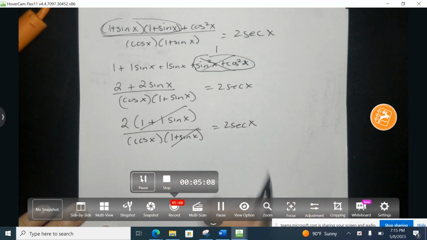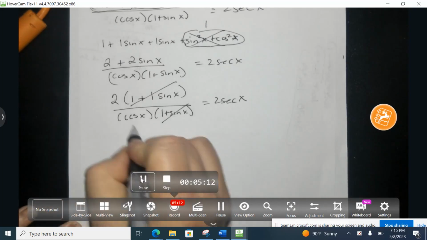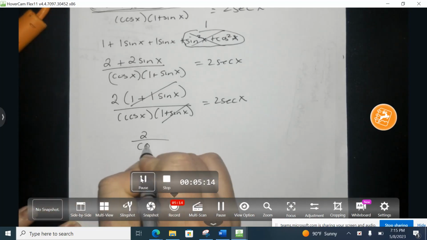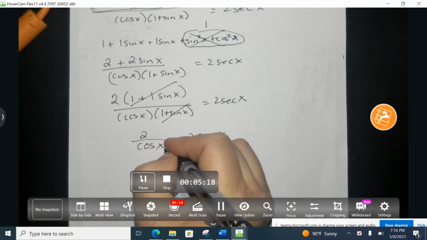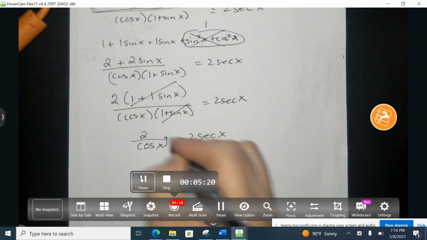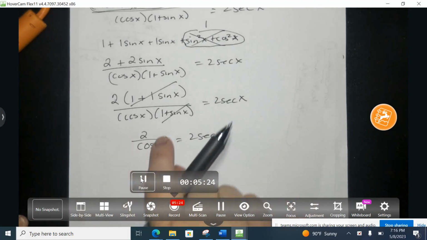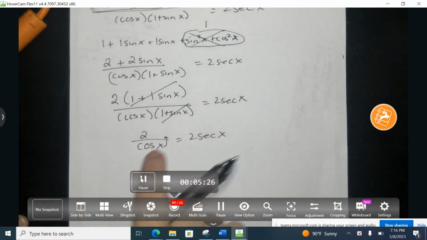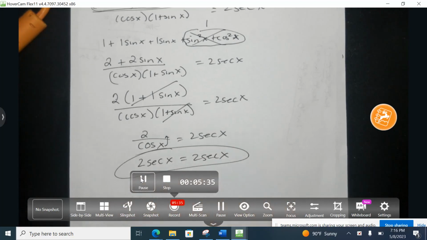These are exactly the same, so they're not just going to be eliminated. Remember, they're going to be simplified to 1. And I have 2 over the cosine of x equals 2 secant of x. So the cosine is the same as 1 over the secant. It's reciprocal. So if I bring the cosine up to the top, it's the same as the secant when I'm flipping it. So 2 secant x is equal to 2 secant x.